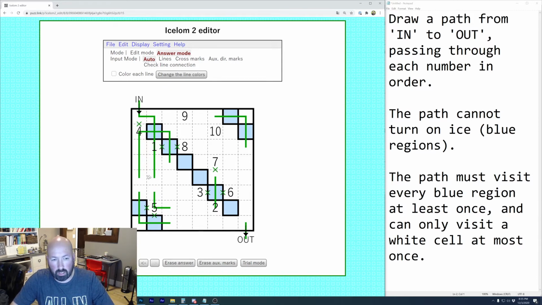And now the 4, again, can't connect to the 1. It has to go down here. Now we've got this 4 connected all the way down here. And it could go right here to connect to the 5. Obviously, this 4 has to continue to the 5. But we don't know that yet for sure.